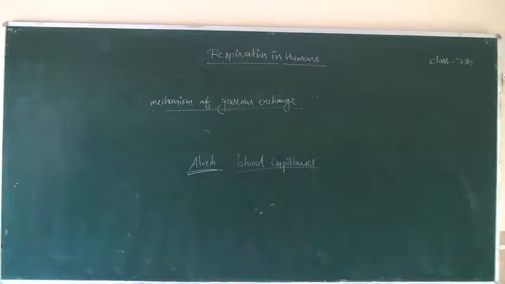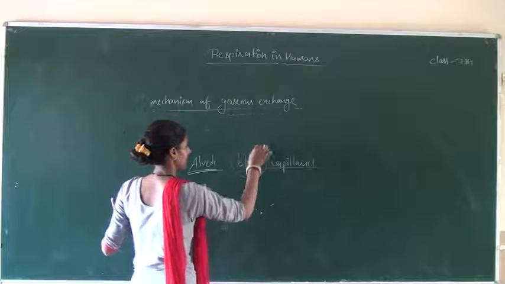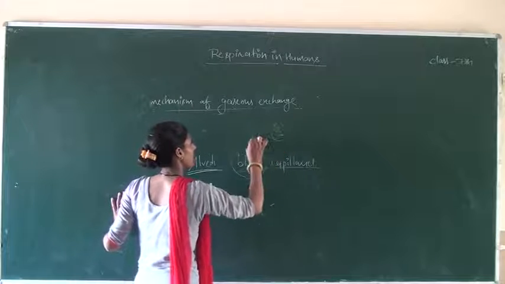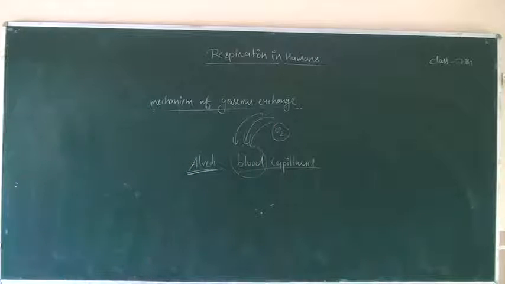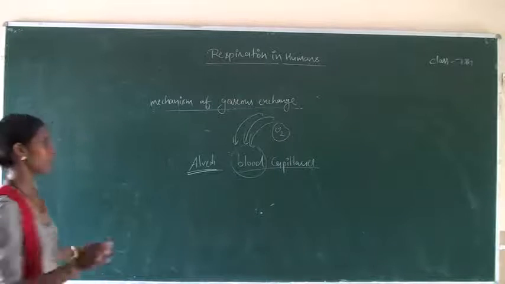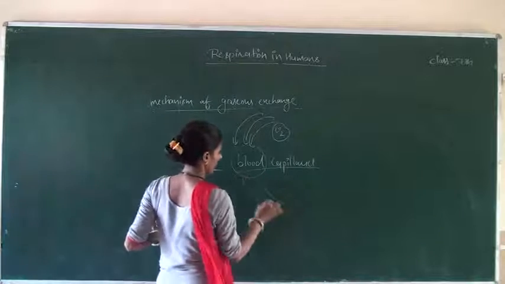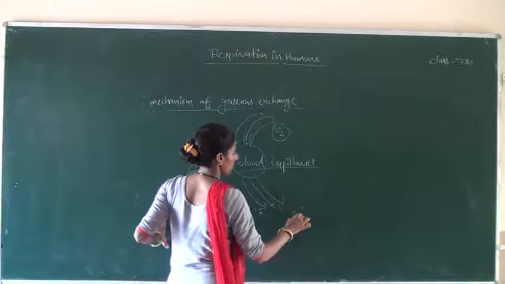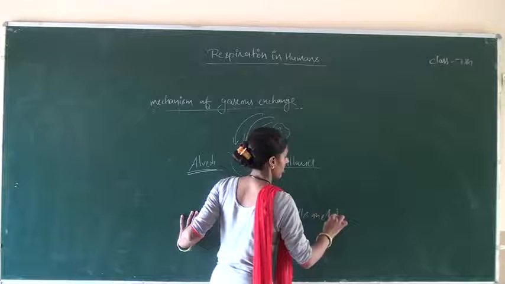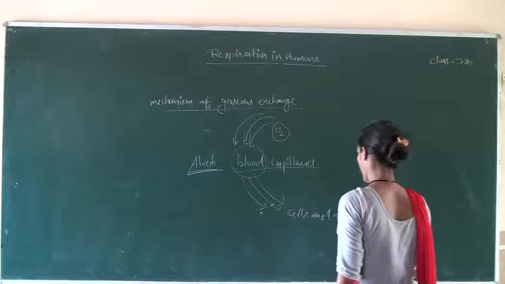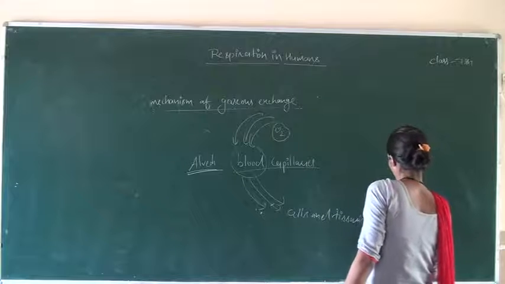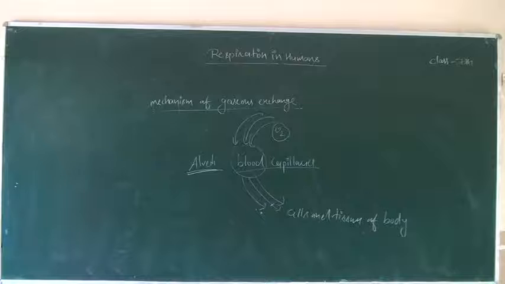At this place, oxygen from the air diffuses into the blood and reaches all cells and tissues of the body.